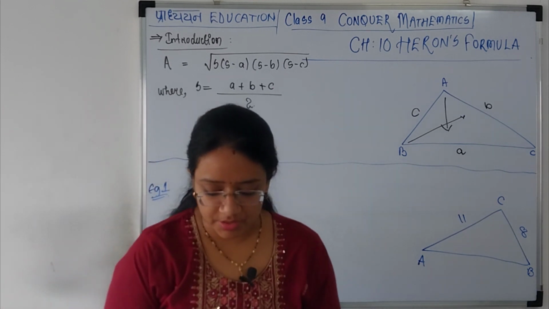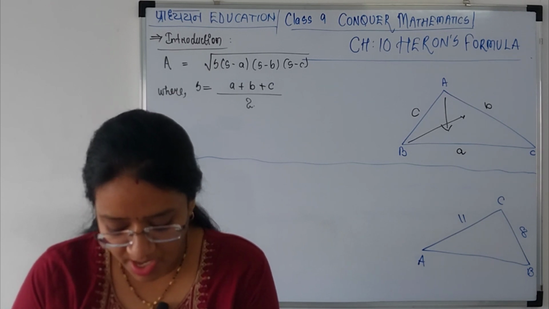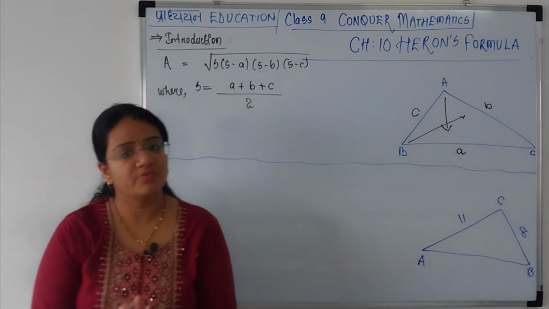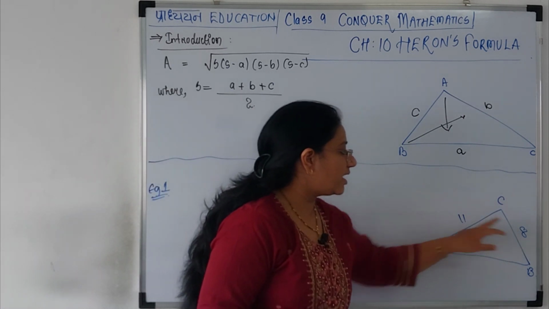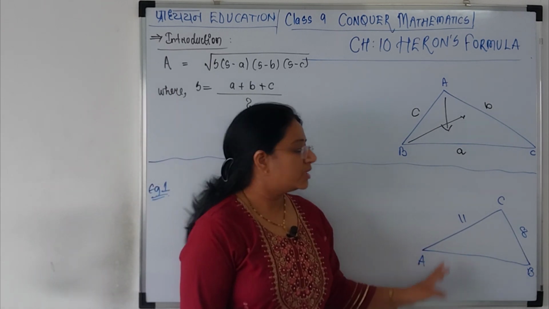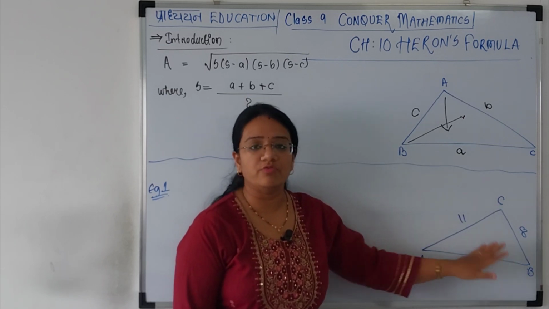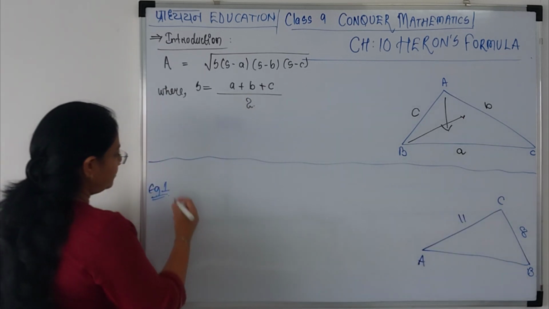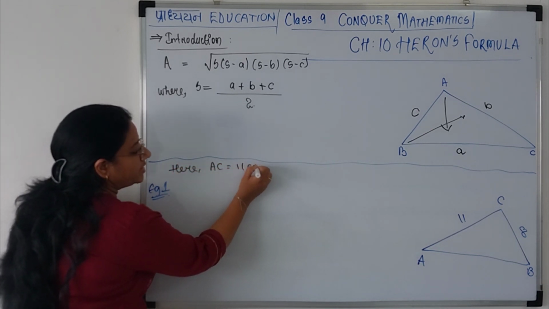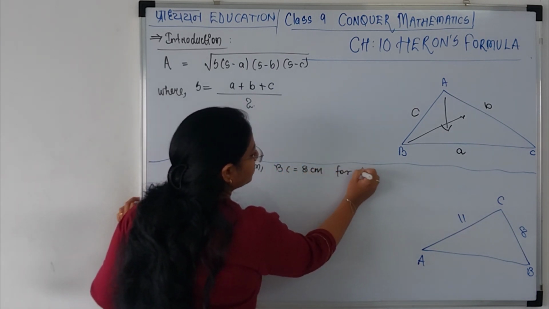Let us read the question. The question is, find the area of a triangle, two sides of which are 8 cm and 11 cm and the perimeter is 32 cm. Very easy. Two sides are given, 8 and 11. Perimeter is given, 32. So can you find the third side? The sum of three sides is 32. Two sides are given as 11 and 8. Obviously we can. So we will see here AC is 11 centimeters, BC is 8 centimeters for triangle ABC, correct?